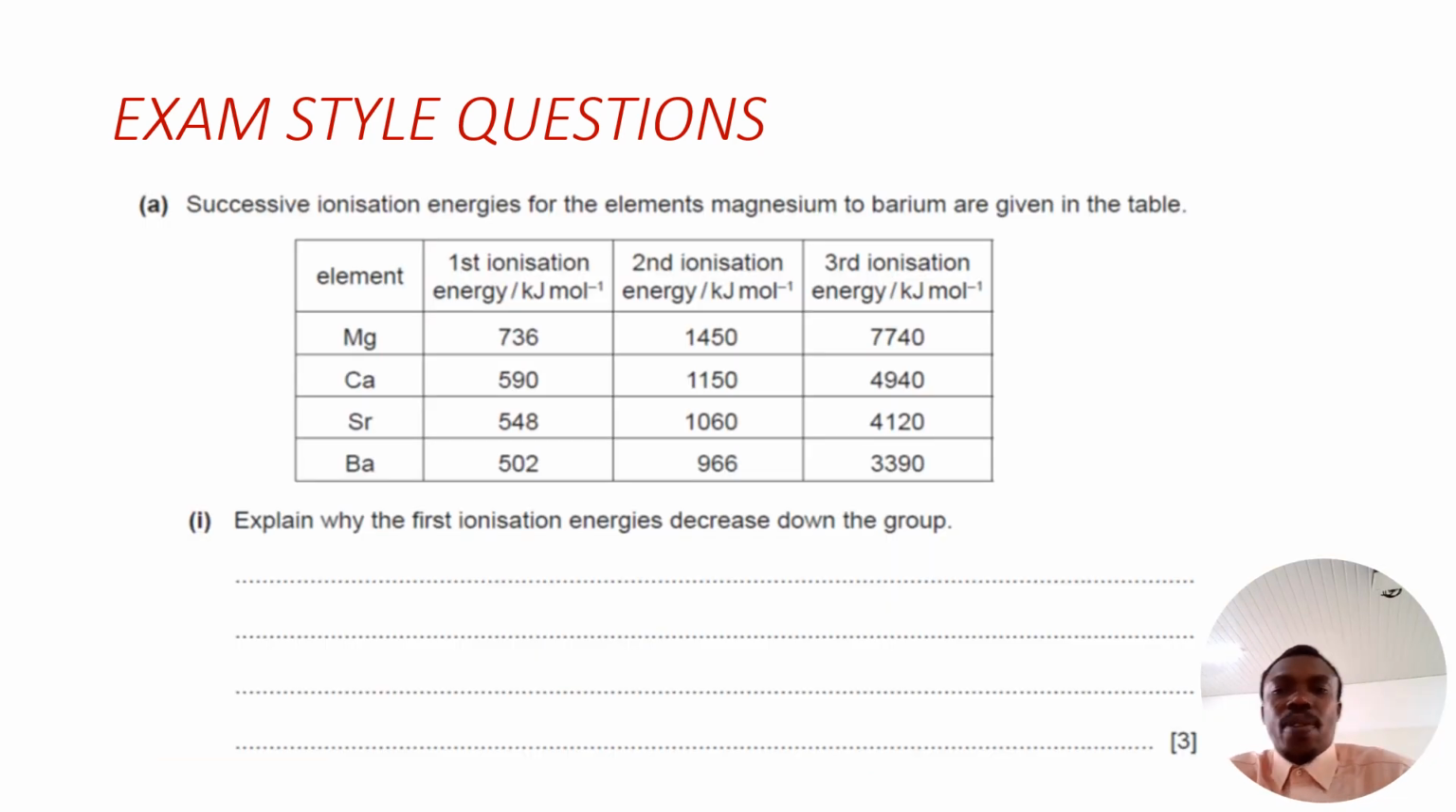So this is a task for us to attempt. Successive ionization energies for the elements magnesium to barium are given in the table. Explain why the first ionization energy decreases down the group. Please attempt this task and solve as many questions as possible.